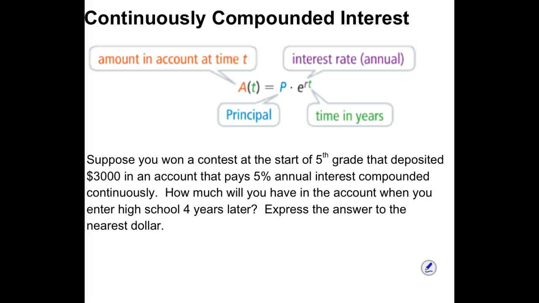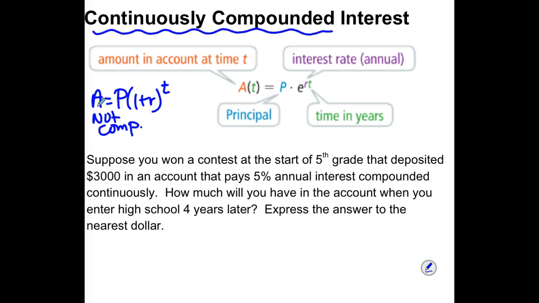So I want you to think back when we first started talking about exponential growth or decay. We had the equation A equals P times (1 plus r) to the t power. Remember that? Okay, this is when it's not compounded. So if it doesn't say anything about it being compounded a certain number of times, you're going to base it on that one. If it says it's compounded continuously, there's a different formula you need to use.